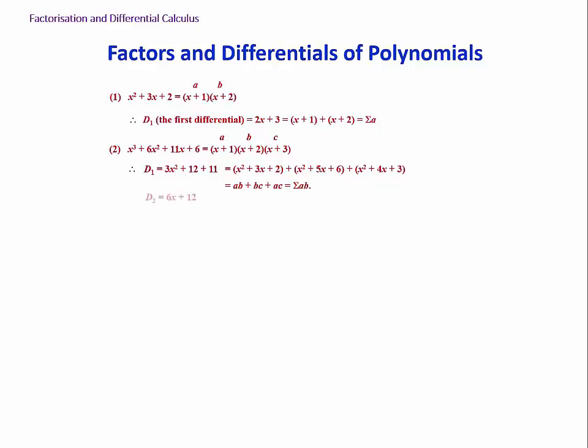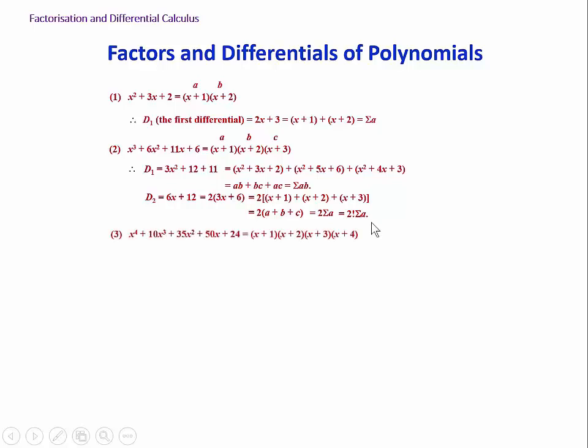Going on, we can differentiate d1 to get d2, which is 6x plus 12, and that's also related to the factors. 6x plus 12 is twice 3x plus 6, and 3x plus 6 is actually the sum of those 3 factors, a, b, c. So it's twice the sum of the factors, which is expressed like this, or like this. And that 2 is actually 2 factorial, 2 times 1.